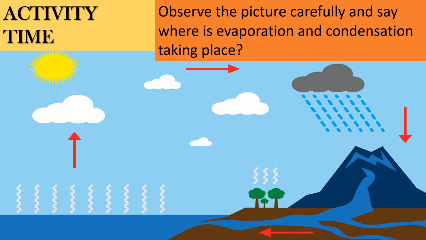Now there is one activity. Observe the picture carefully and say where evaporation and condensation are taking place. Here there are few arrows. So where is evaporation, where is condensation, where is precipitation, where is collection? Just have a look at this picture. You can draw it in your book or you can write down in the chat box.